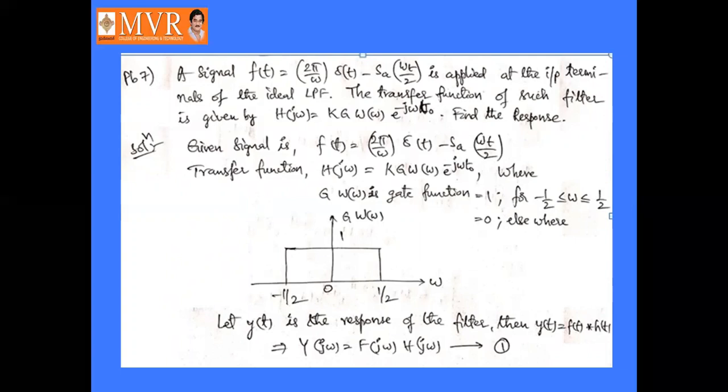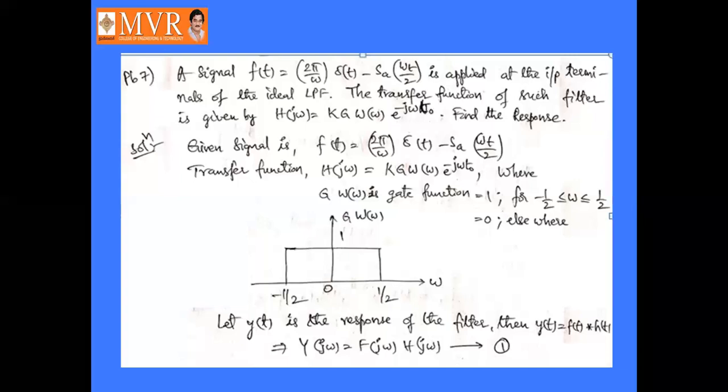G into W of omega varies from minus 1 by 2 to plus 1 by 2 with some unit amplitude. That is called the gate function.